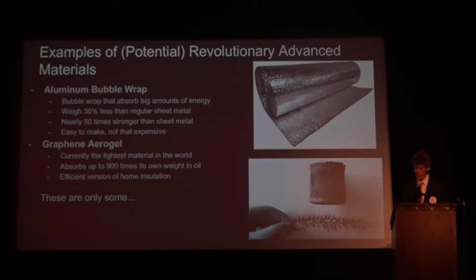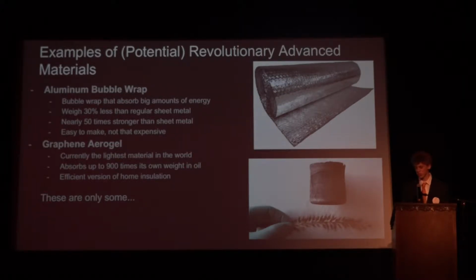Some examples of revolutionary advanced materials that have already been implemented. There's aluminum bubble wrap, and it's 50 times stronger than sheet metal, but weighs 30% less. So it could be what we're seeing in our packaging in the next future years. And graphene aerogel. Aerogel has its own category in advanced materials. There's a lot of different types.